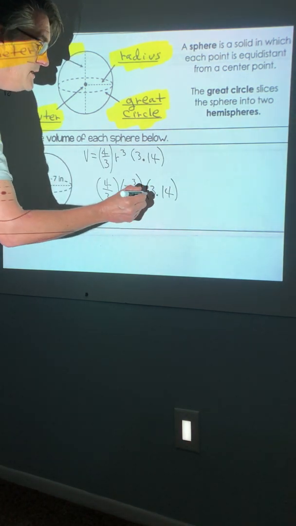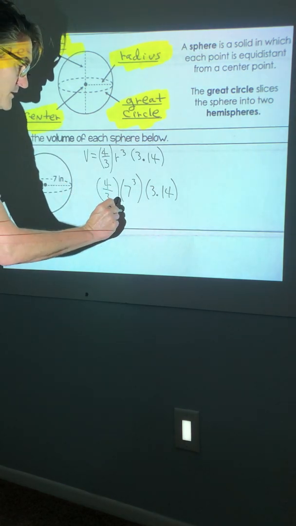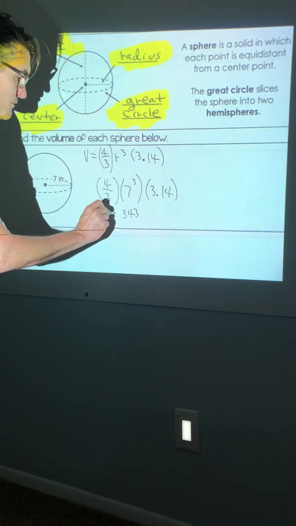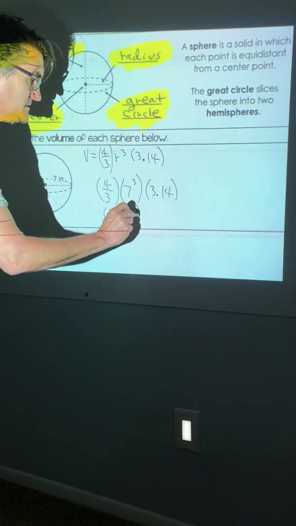If you're bored, hey, I get it. You have many options for doing 7 to the third power. If you just want to go 7 times 7 times 7, you can, but either way, that's going to be 343. I'm going to grab this 4/3 and write it in front, and I'm going to leave this pi alone.